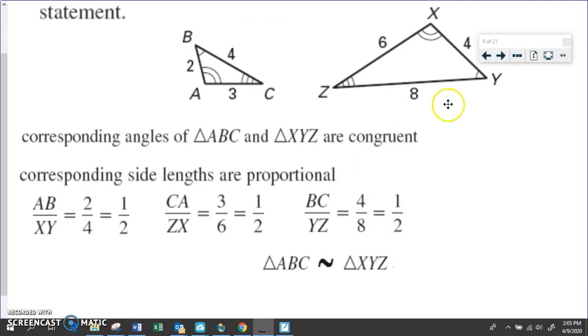smartboard program froze up. So anyway, since all those sides are proportional and all the angles are congruent, then they are similar. So our similarity statement would just be triangle ABC is similar to triangle XYZ.